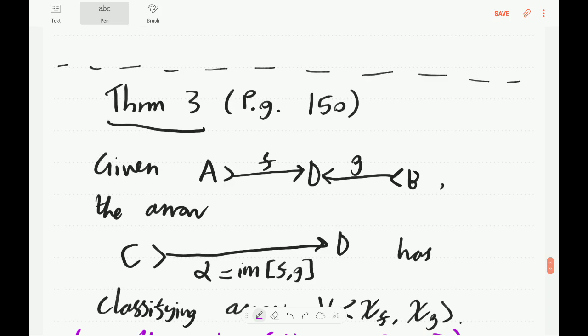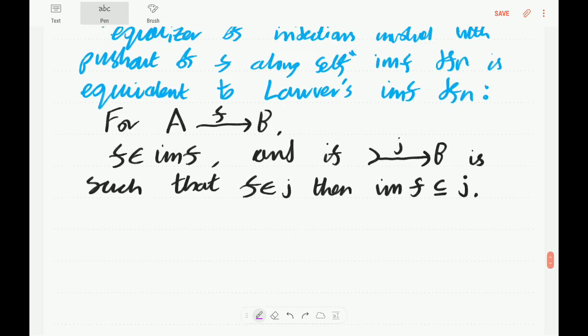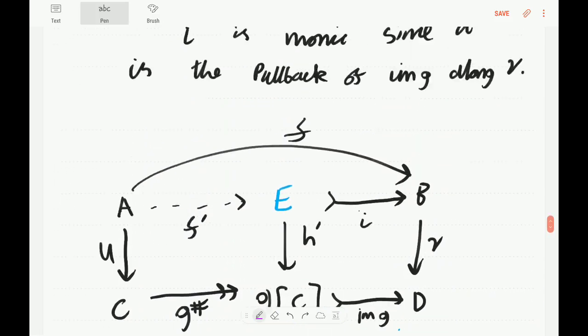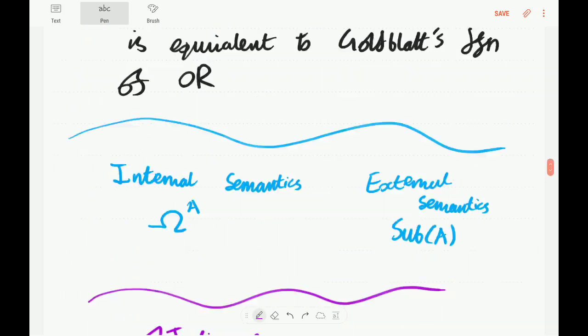So now this is our main result that we want to get at in this video, which is that if we have the subobjects F and G of D, then this arrow, which is the image of F comma G, this product arrow here, has a classifying arrow which is OR of chi of F comma chi of G. Or in other words, simply we have F union G is the image of this product arrow F comma G. So I did a picture of this before, way up here. Yeah. Okay.